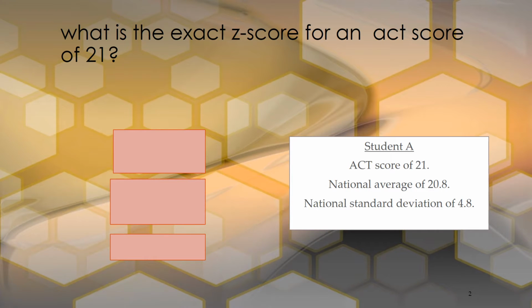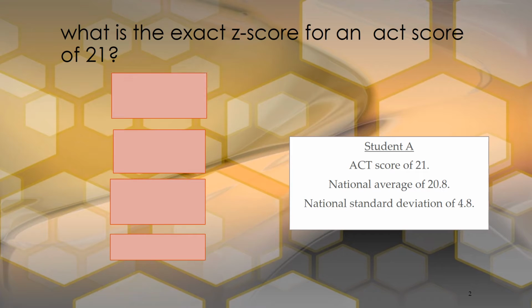So we're going to find the exact Z-score for an ACT score of 21. Remember, student A had an ACT score of 21 and the national average was 20.8. If you remember, a Z-score of 0 means they're at the mean. So we know student A's Z-score is going to be about 0, but not exactly 0 because it's not exactly 20.8. It's actually 21, a little above the mean, so it's going to be slightly positive, okay?